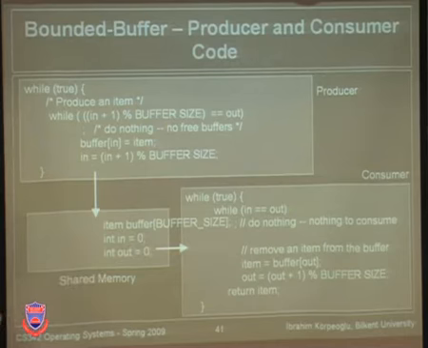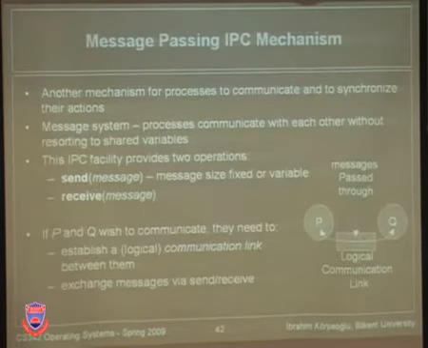Lots of actual problems in real life look like this producer-consumer problem. For example, a web server and a web browser are like a producer and consumer, okay? So a solution to this problem is applicable in many real-life scenarios. So let's look at another mechanism that can be used between processes to exchange data. That other mechanism is message passing.